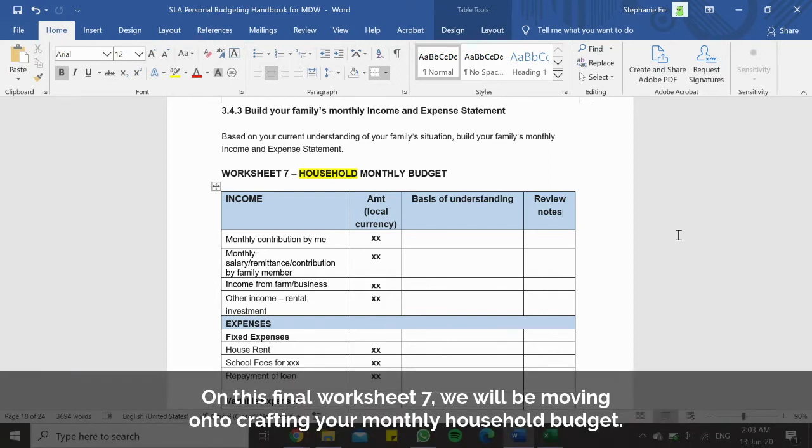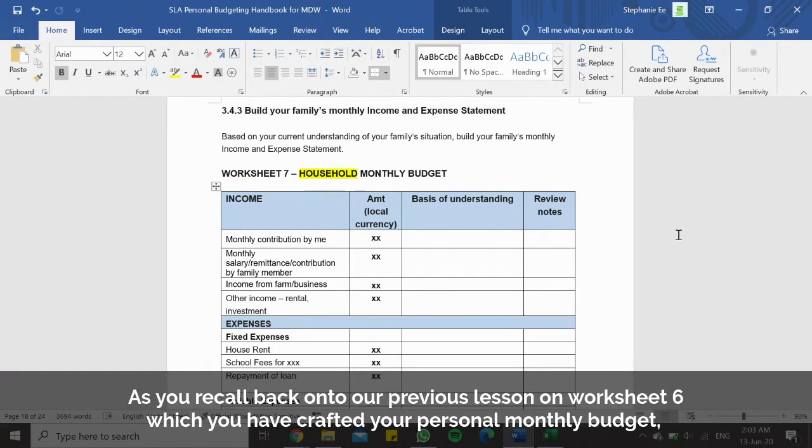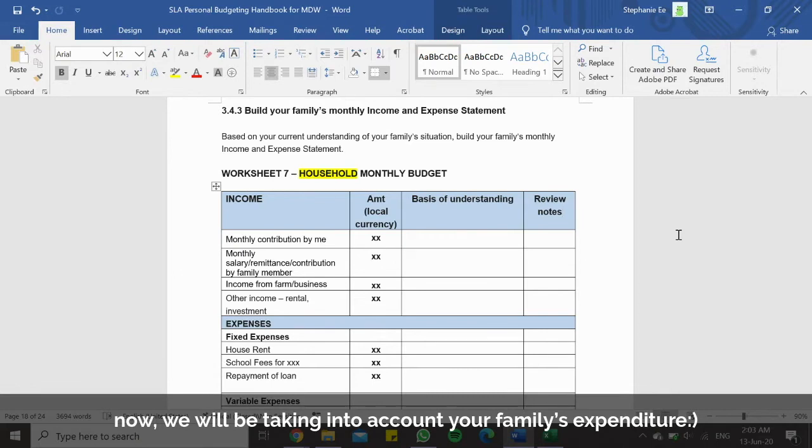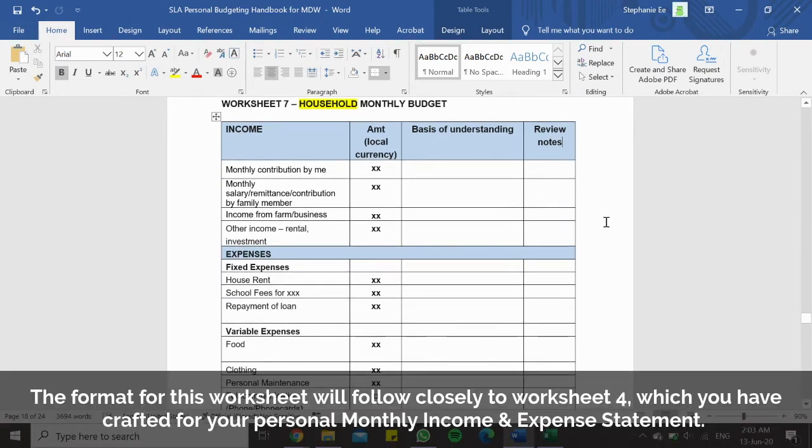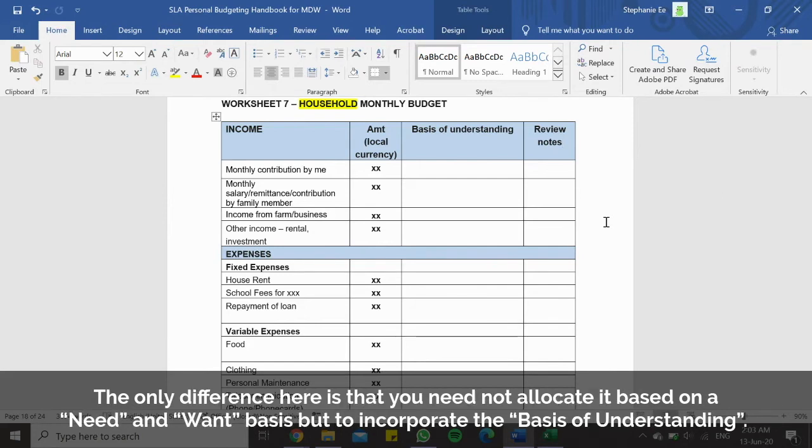On this final worksheet 7, we will be moving on to crafting your monthly household budget. As you recall from our previous lesson on worksheet 6, in which you crafted your personal monthly budget, now we will be taking into account your family's expenditure. The format for this worksheet will follow closely to worksheet 4, which you crafted for your personal monthly income and expense statement. The only difference here is that you need not allocate it on a need and want basis, but to incorporate the basis of understanding.